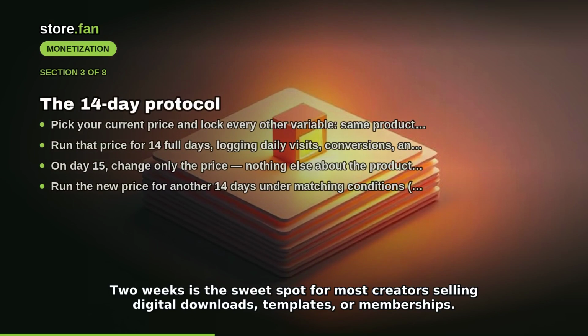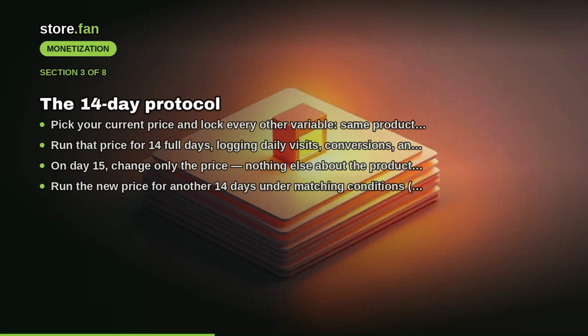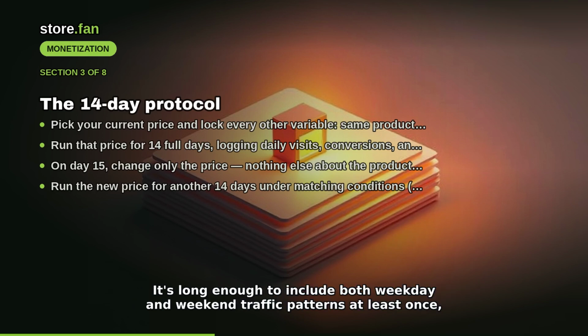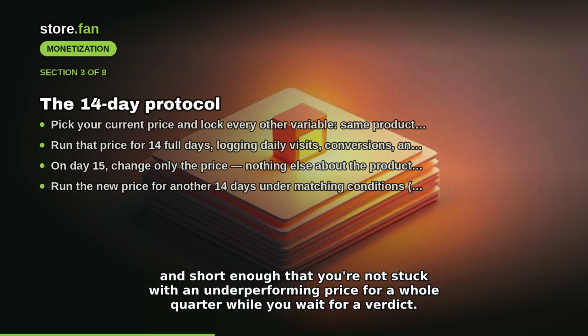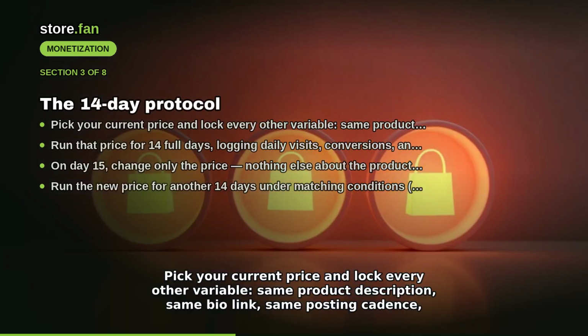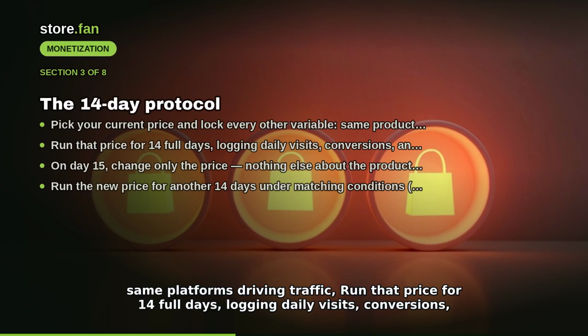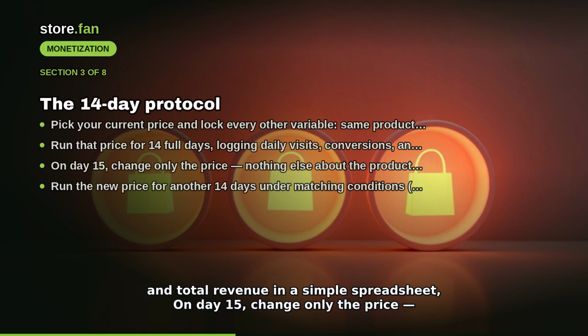2 weeks is the sweet spot for most creators selling digital downloads, templates, or memberships. It's long enough to include both weekday and weekend traffic patterns at least once, and short enough that you're not stuck with an underperforming price for a whole quarter while you wait for a verdict. Pick your current price and lock every other variable. Same product description, same bio link, same posting cadence, same platforms driving traffic. Run that price for 14 full days, logging daily visits, conversions, and total revenue in a simple spreadsheet.